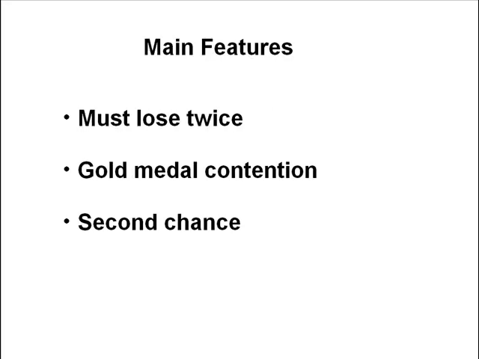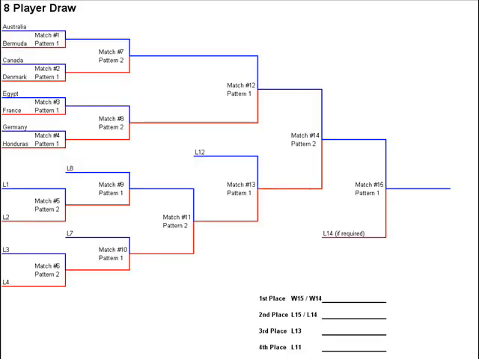The main premise of a double elimination tournament is that a player must lose twice before they are eliminated. Any player who has not yet been eliminated is still capable of winning the gold medal. This means that everyone gets a second chance, whether they lose in the first round or they lose in the final. The exact draw to be used is determined by the number of players in a division.